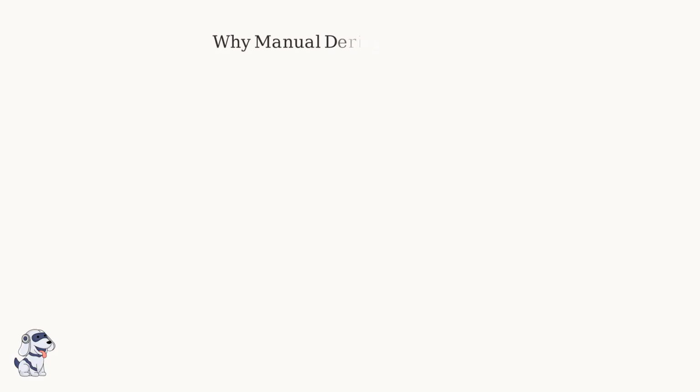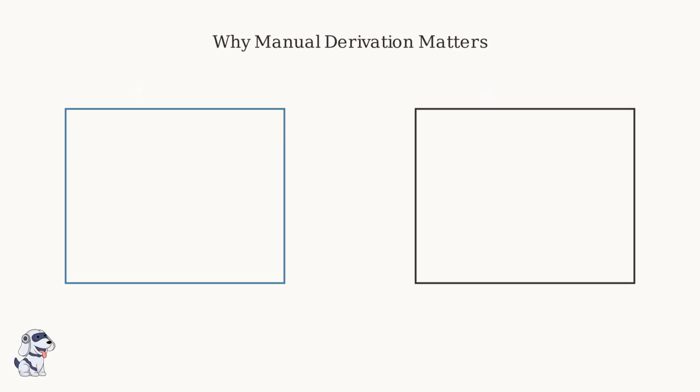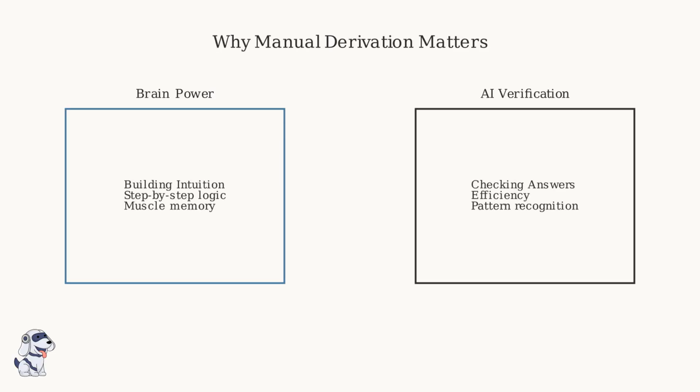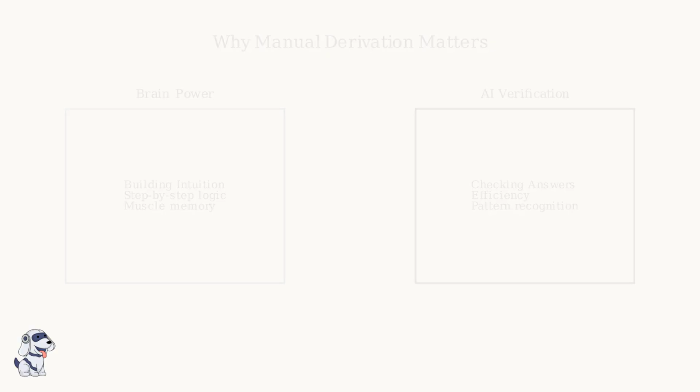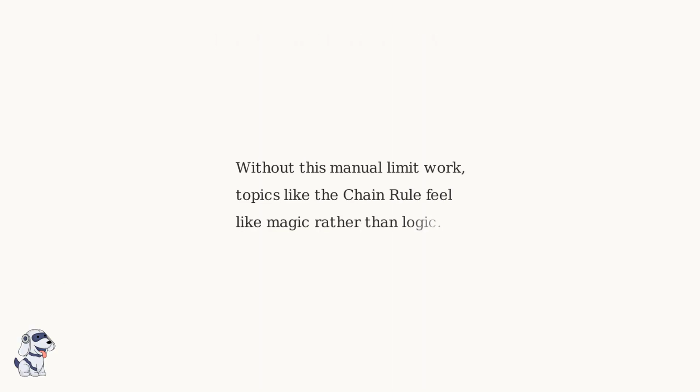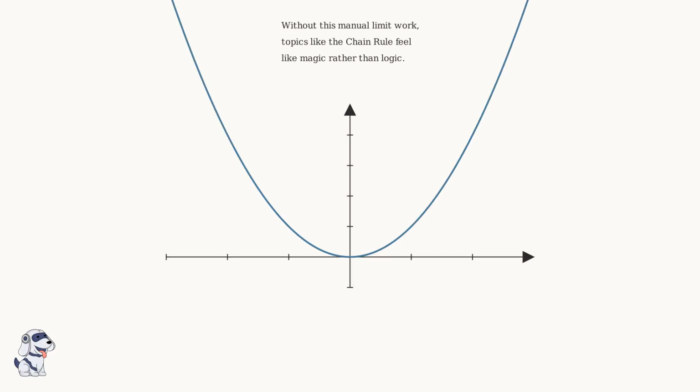You might wonder why we grind through these limit definitions when AI can do it in a second. Think of this as going to the gym for your brain. If you skip the manual steps, advanced topics like the chain rule will feel like black magic. When you solve these by hand, you develop the pattern recognition needed to see how rates of change interact.